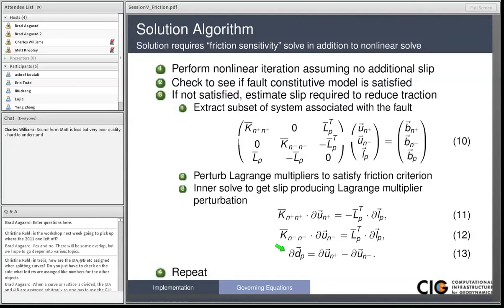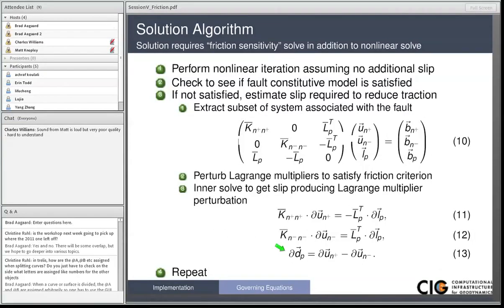And so this gives us, if nothing else of the system moves, if everything is constrained, then this will give us an update that tells us exactly how much slip is needed to satisfy the fault constitutive model. But in general, the rest of the model is not constrained, and so as we update the slip, the rest of the model, we could call it, relaxes and adjusts to accommodate that slip. And so we have to iterate and keep updating our slip estimate until we converge.